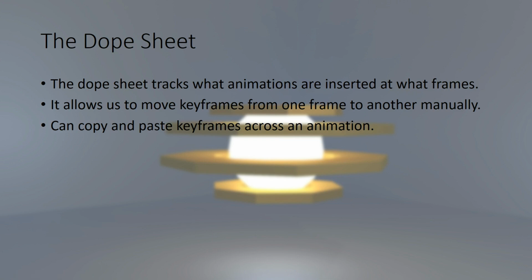In this lecture, I'm going to introduce to you the dope sheet. The dope sheet tracks what animations are inserted at what frames. It allows us to move keyframes from one frame to another manually. We can also copy and paste keyframes across an animation using the dope sheet.